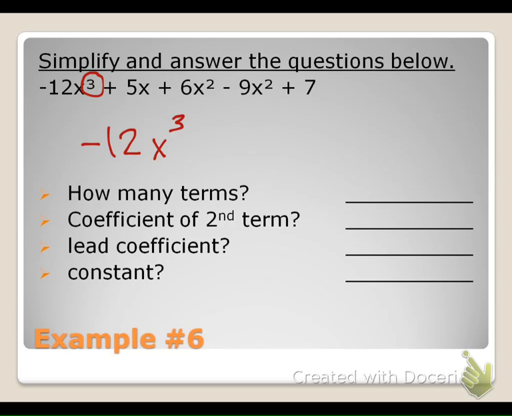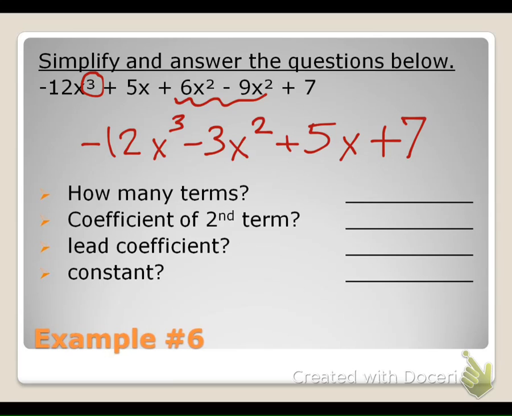What would I write next? Minus 3x squared. Very good. Minus 3x squared. Next. Plus 5. Good. Plus 5x. Plus 7. Wonderful. Any questions on how we got that?